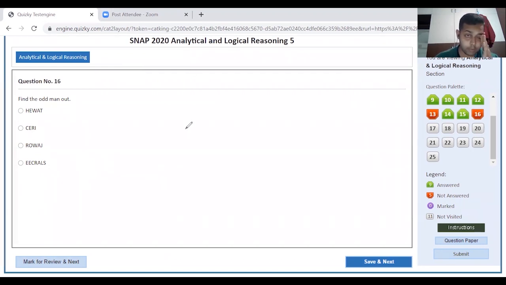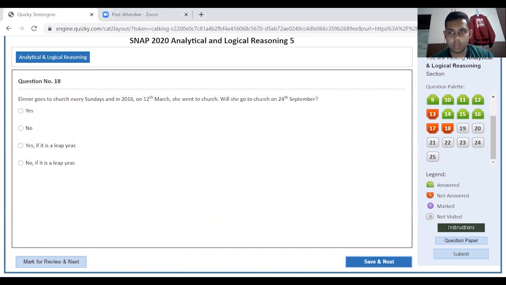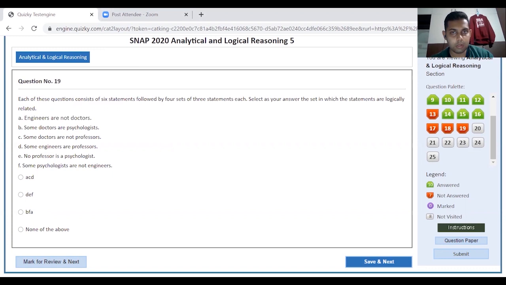Odd man out, okay. Okay, yeah, got it. Wheat, rice, jowar. What is this? Ah, cereal. Okay. So, D, spelling is wrong. Okay, no weak questions. I'm not comfortable. Can think of this.